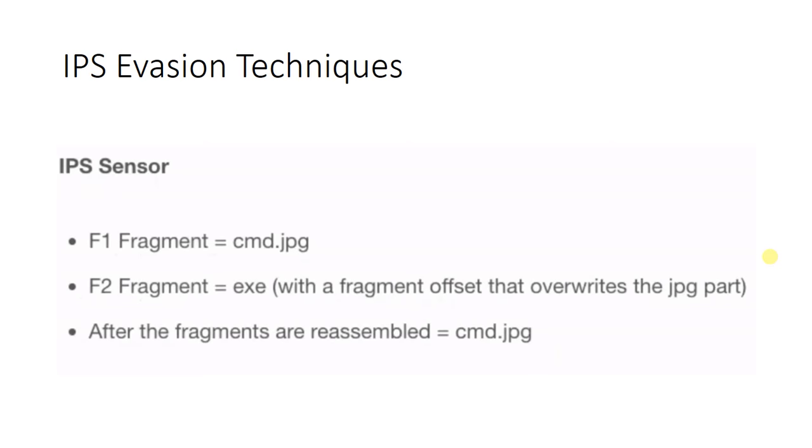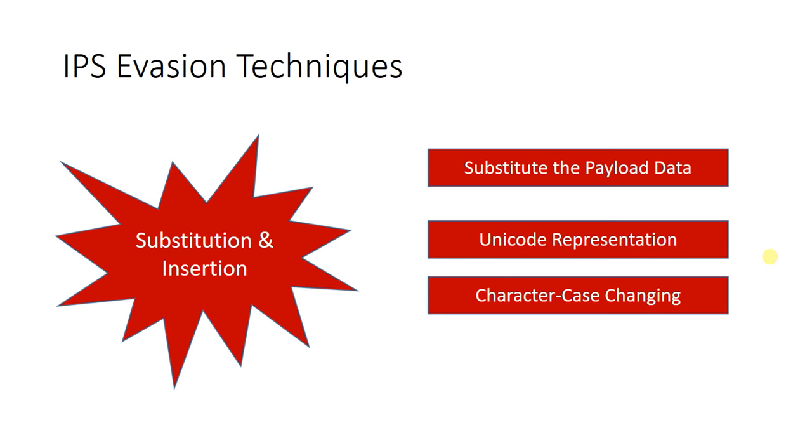non-threatening command.jpg. Another evasion technique is the substitution and insertion method. This is where the attacker substitutes the payload data with other data in different formats that mean the same thing. The IPS sensors might not recognize the signature of the data and miss the threat. Some of the substitutions might be Unicode representation instead of HTTP request, changing the case of characters to evade case-sensitive signatures in the IPS, and substituting spaces for tabs and vice versa.